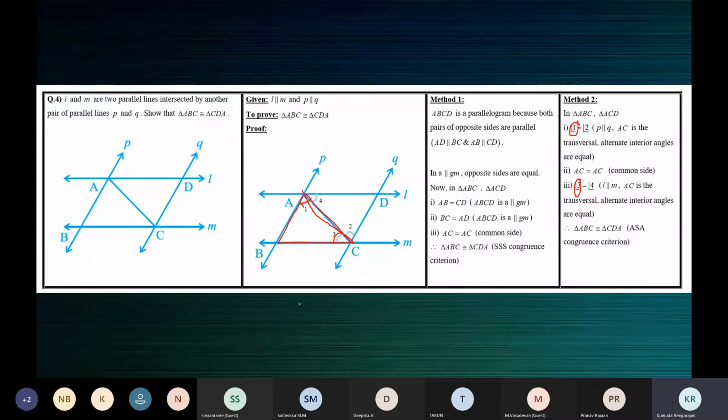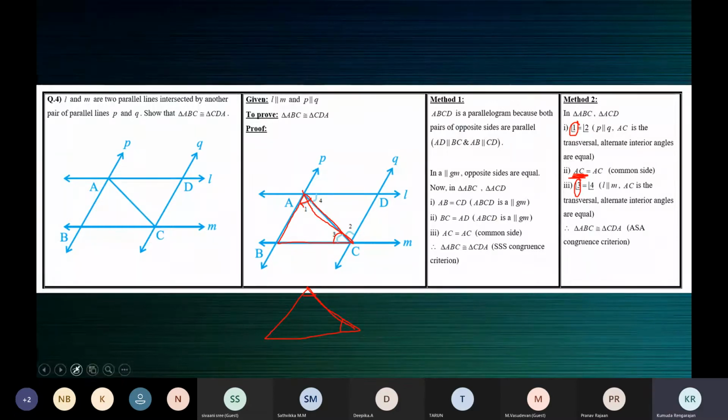So take the triangle separately. This is angle 1. This is angle 3. So this is the included side. For angle 1 and angle 3, AC is the included side. So you must write AC here, if you want to use the ASA rule.